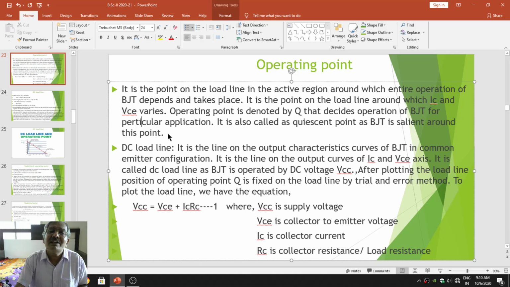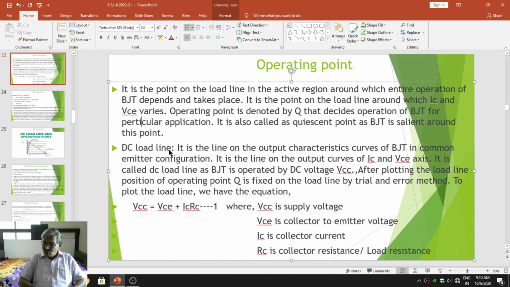Friends, let us locate the same operating point Q on the load line, and that's why we are going to study the meaning of the DC load line. Basically the DC load line is a straight line, and by virtue of geometry we are aware that to plot a straight line we need 2 points, and once we have 2 points, if we join them we can get a straight line. This is the concept that is used to draw the line.